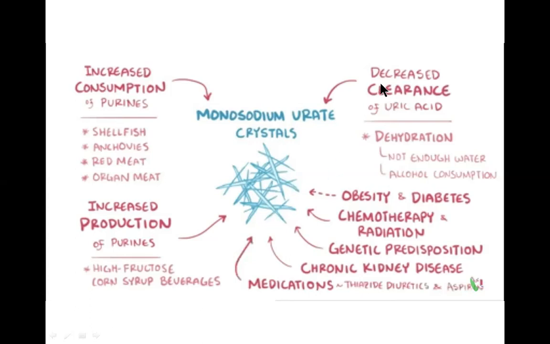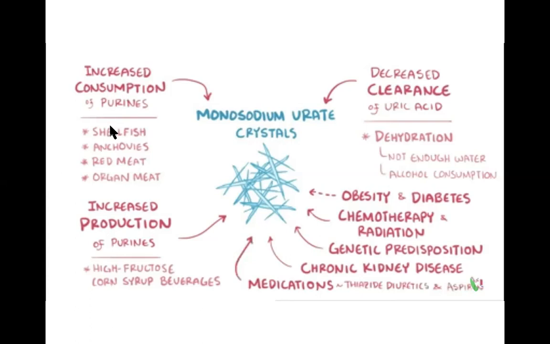Some other reasons why uric acid is increased is because of decreased clearance of uric acid. It is not excreted out regularly. That causes the deposition, or the increased level, of uric acid in the blood. That may happen because of dehydration, where the person is not having enough water, or because of increased alcohol consumption. For these two reasons there may be decreased clearance of uric acid, which in turn increases the uric acid level in the blood.